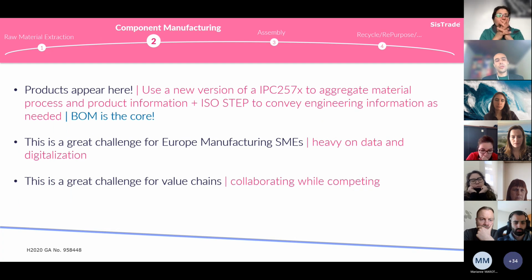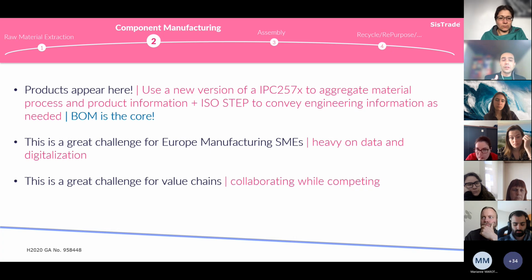Moving to the next stage, to component manufacturing. So here we start having products. It can be semi-finished products or complete products, but we have products. As soon as we have a product, we can already use, let's say, our new version of an IPC 257X to aggregate the material, process and product information, and then we can complement it with other standards, for example, the ISO STEP to convey engineering information as needed, the CAD drawings and technical information, but I would say that the bill of materials is the core.